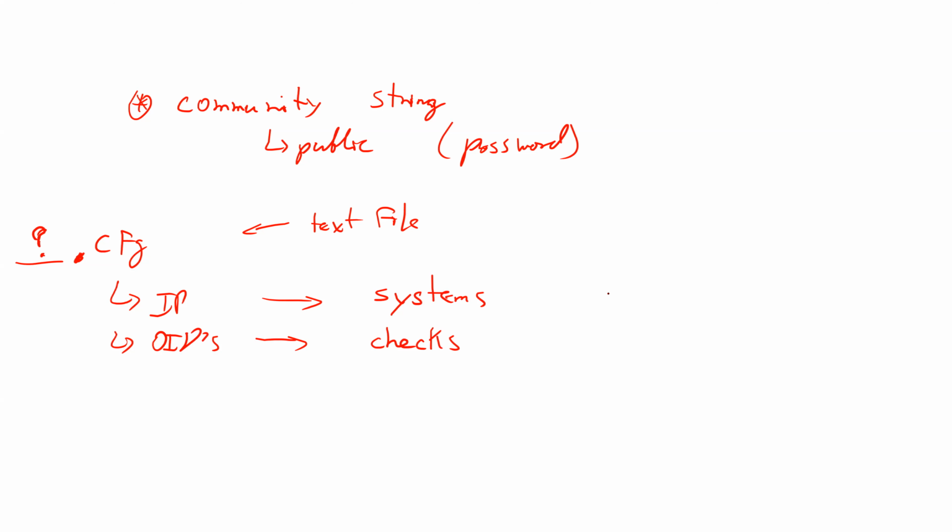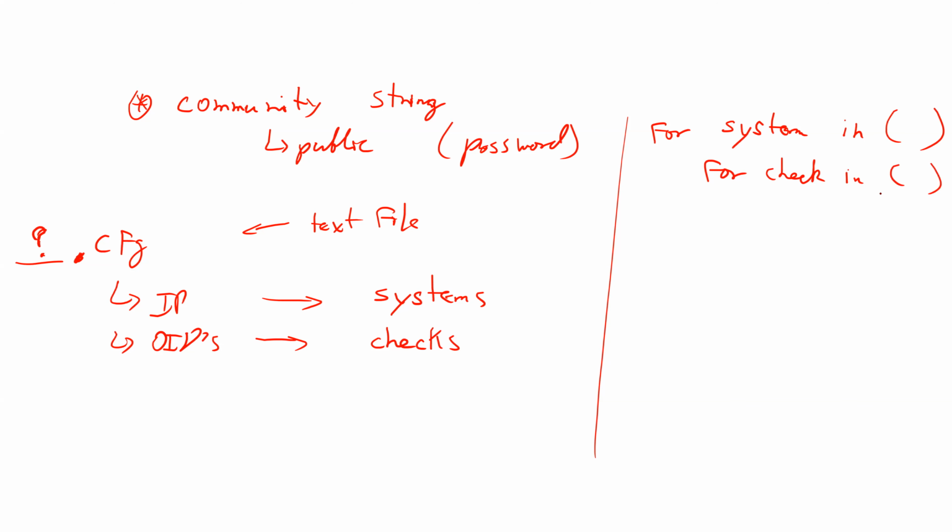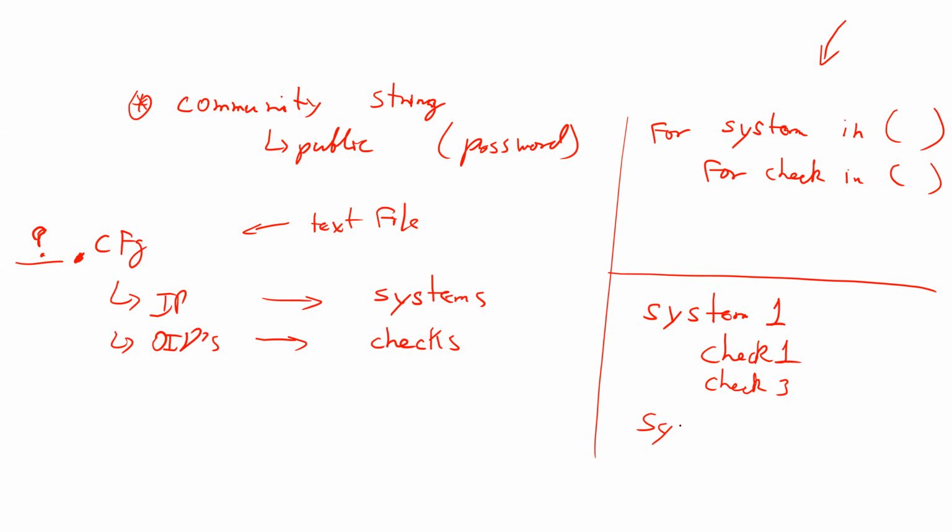So basically, you're going to have 2 for loops in the code all the time. You say something like for system in, and you have a list of systems, and then for check in, and you have a list of checks. We've done a lot of examples like this. At the end of the day, one system can be associated with check 1 and check 3, and another system can be associated with check 2 and check 3, but not check 1. So you have that flexibility as you're doing this, to solve your problem.